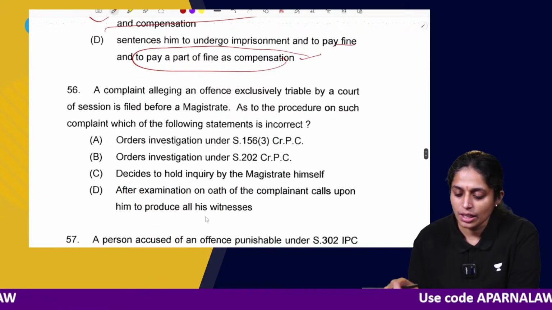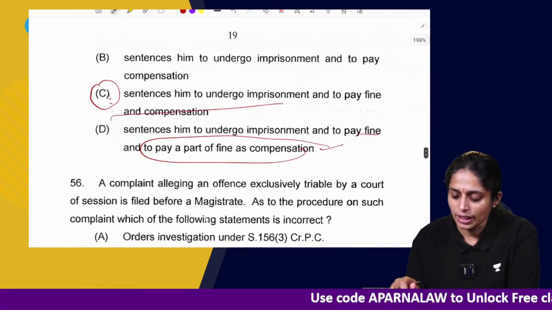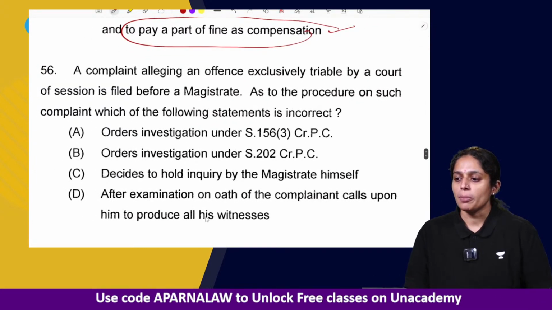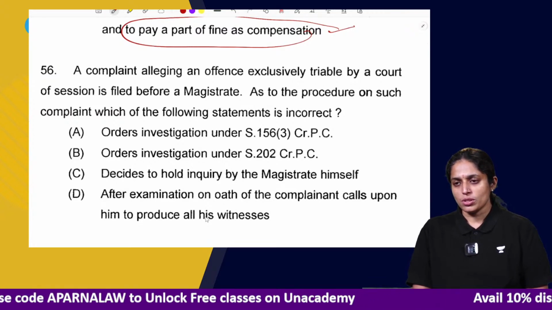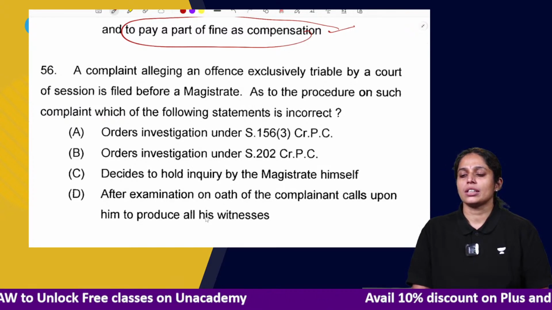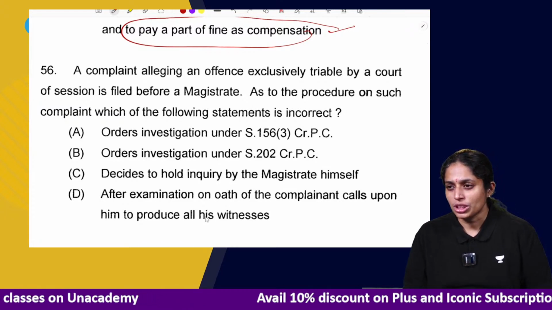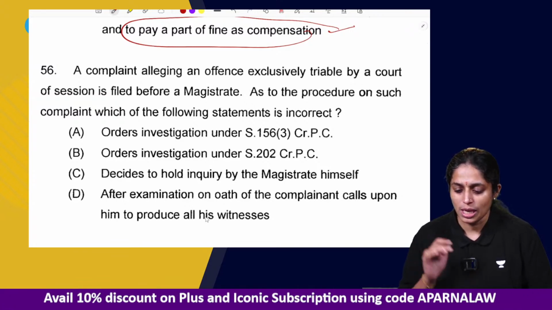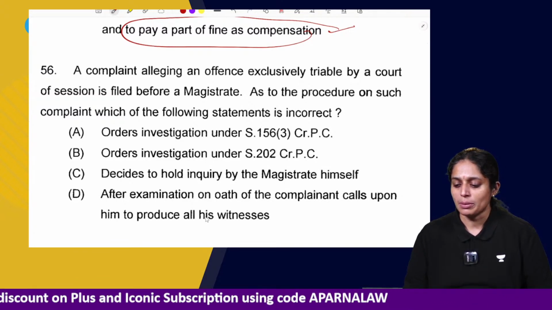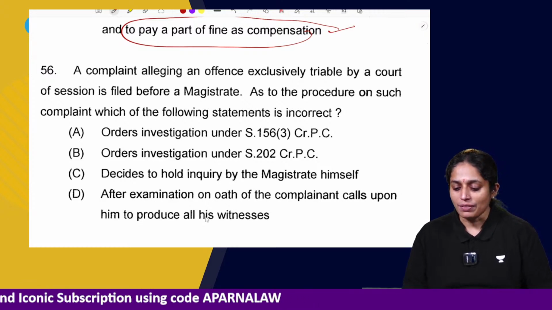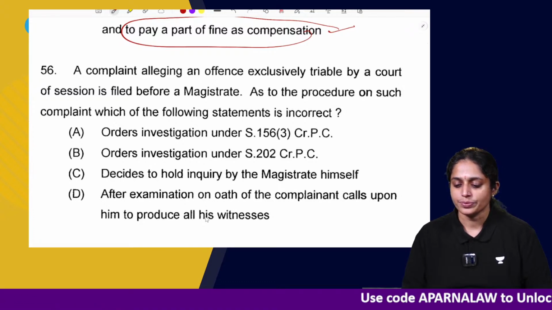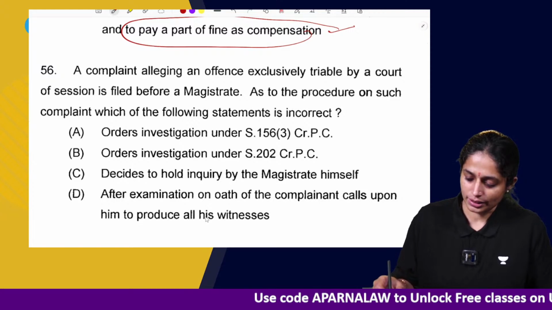Next, 56th, a complaint alleging an offence exclusively triable by a court of session is filed before a magistrate. As to the procedure on such complaint, which of the following statements is incorrect? A. Orders investigation under section 156(3) CRPC. B. Orders investigation under section 202 CRPC. C. Decides to hold enquiry by the magistrate himself. And D. After examination on oath of the complainant, calls upon him to produce all his witnesses. Which is incorrect?